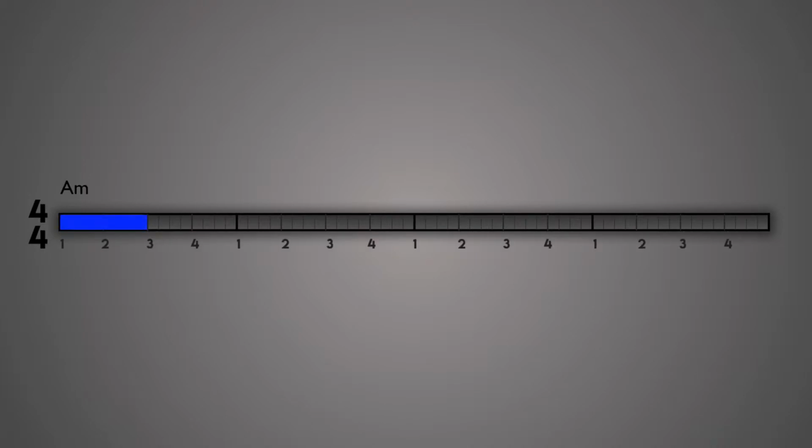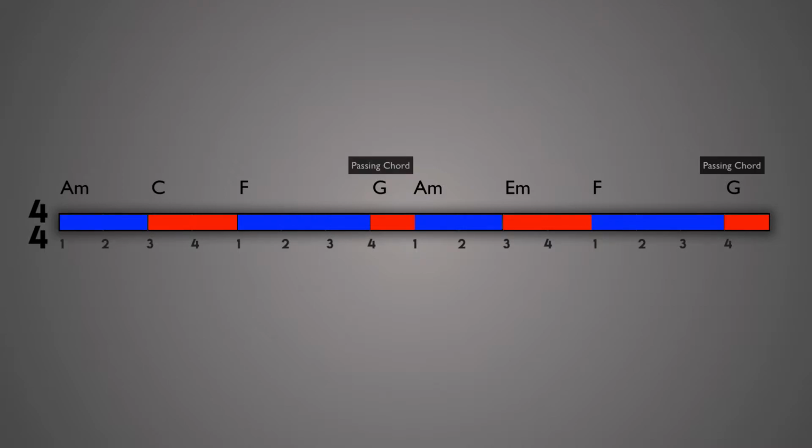Let's go through the following progression. A minor, C, F, G major, A minor, E minor, F, and G major again. The G major is simply a passing chord that leads us back to A minor each time, but since it's in the chord progression, it gets the same smooth voice leading treatment as everything else.